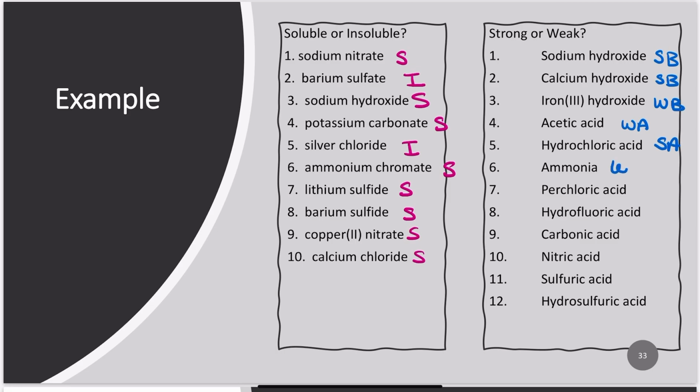Ammonia, weak base. It's not one of my 8 that I have memorized. Perchloric acid, strong acid. Hydrofluoric acid. Again, this one throws students off because HCl, HBr, and HI are strong, but HF is above that, and it is in fact weak. Carbonic acid. Carbonic acid is when we bubble CO2 through water. It's what actually makes the bubbles in your pop.